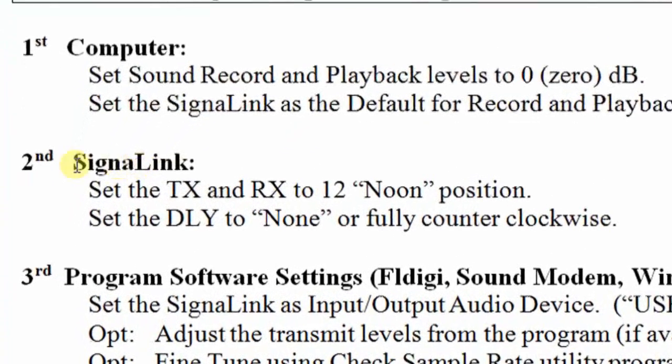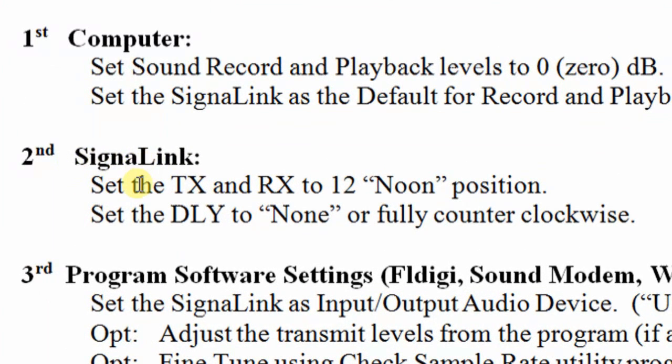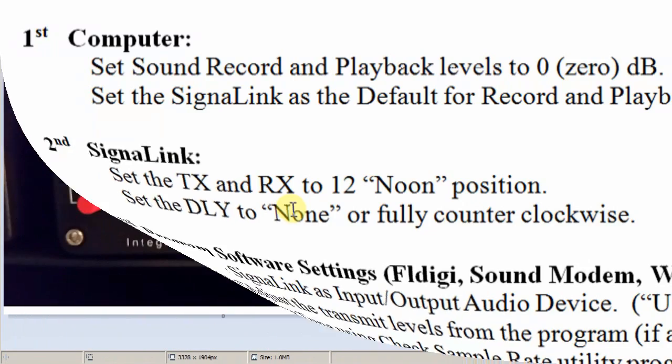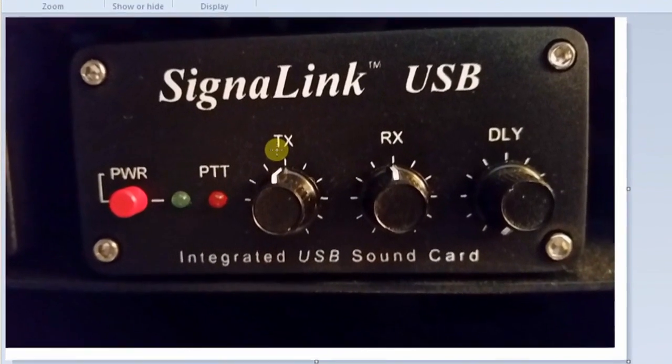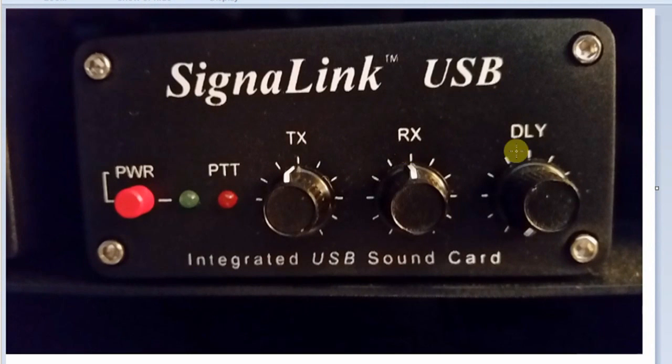Next thing we want to look at is the SignaLink settings itself. We want to make sure that the transmit and receive are set to the noon positions and the delay is set to none, which is fully counterclockwise. Okay, so here's the front of our SignaLink. You notice we've got the transmit, receive, and delay knobs. The transmit and receive, we both want to have vertical at the 12 o'clock position. And then we want the delay to be fully counterclockwise so that there's no delay introduced by the SignaLink.